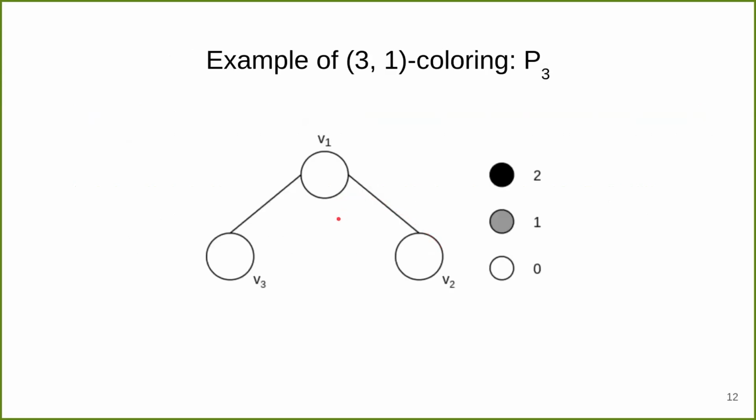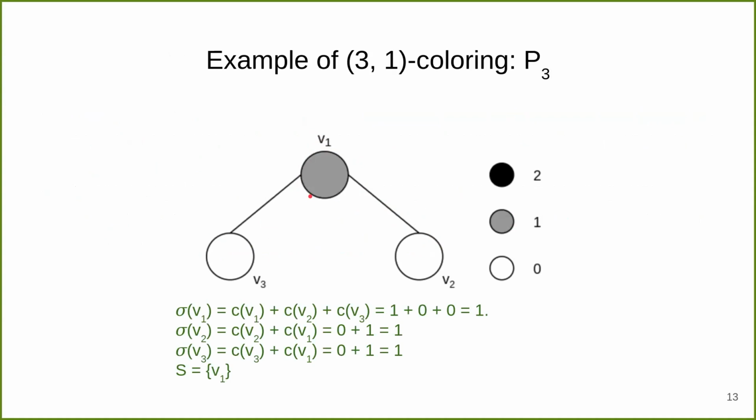So for example, suppose we have the path of order 3. If we color the vertex 1 to 1, and look at the coloring sum for each vertex, we will see that the coloring sum for each one will be equal to 1.